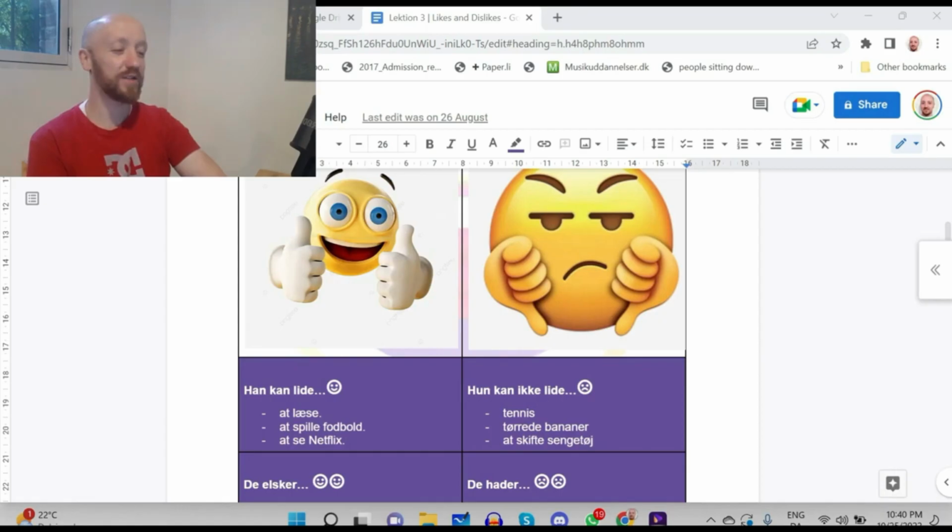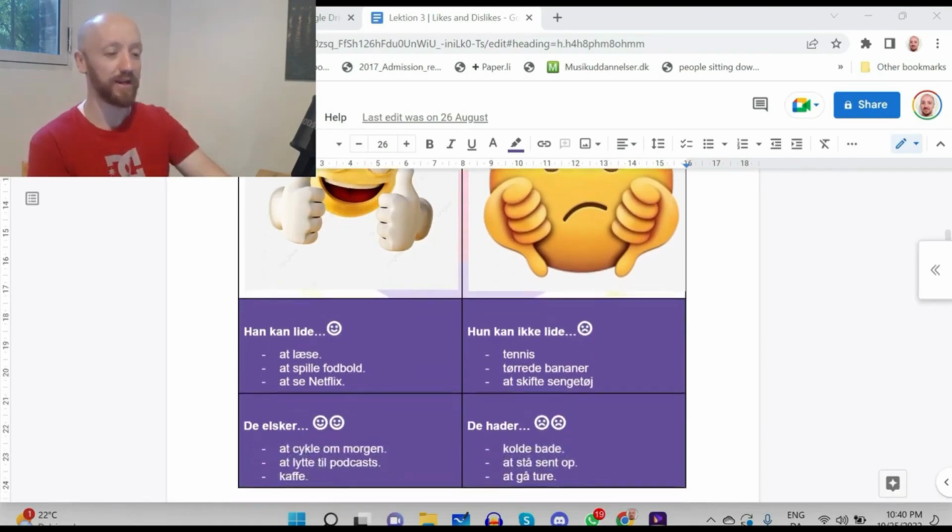Hun kan ikke lide at skifte sengetøj. She doesn't like changing the bedding, the bed sheets. I don't like that either. So you can see this has been inspired by my actual life.